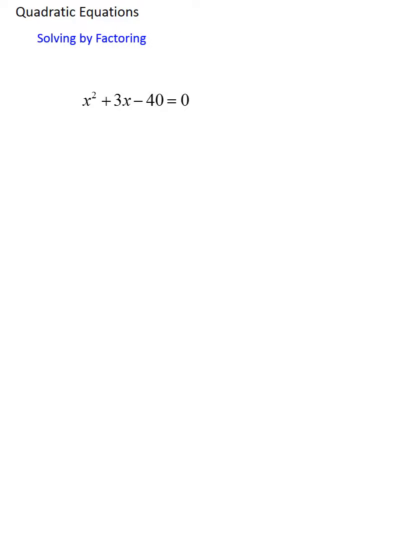We're going to solve this equation using factoring. For a moment, let's pretend the equals 0 wasn't there, and just pay attention to this trinomial. This trinomial is factorable, as shown.